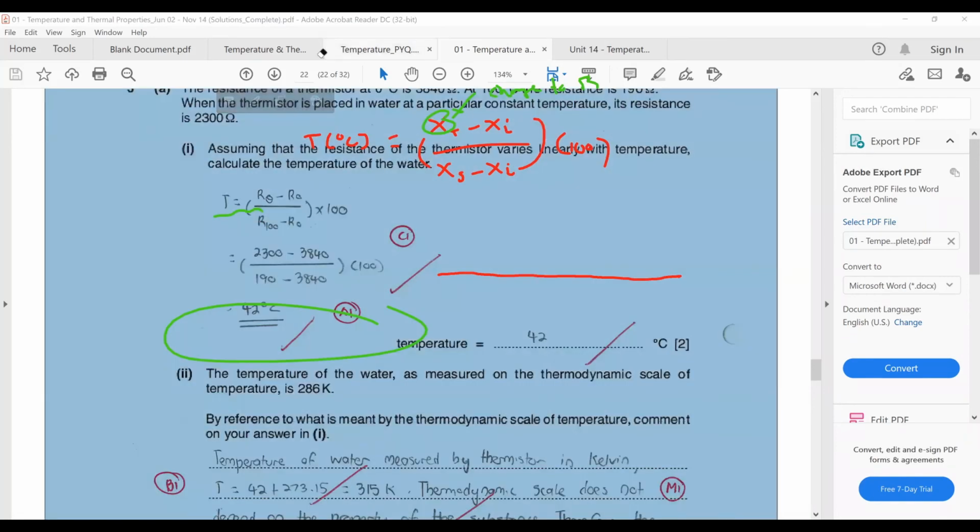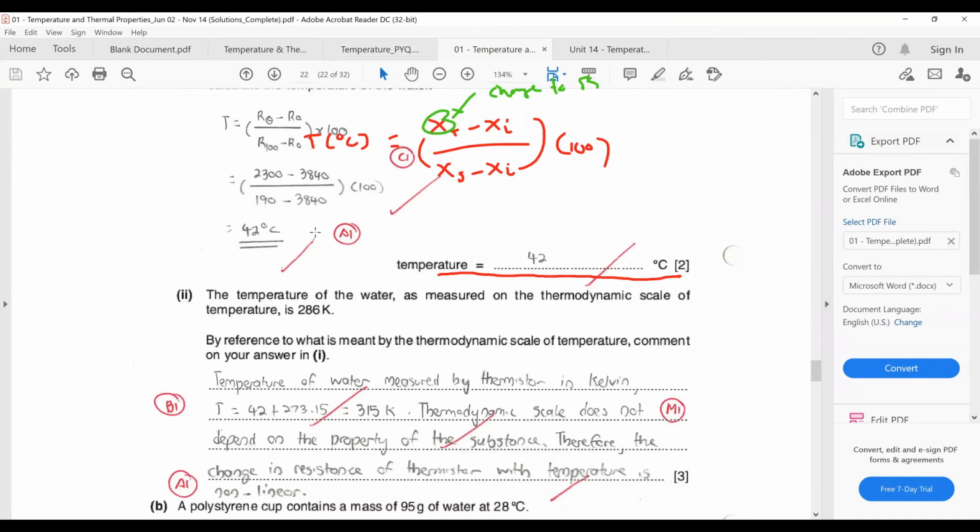Then after that, I will just go on to your next one. Okay, the temperature of the water as measured on your thermodynamic scale temperature is 286 Kelvin. By reference to what is meant by thermodynamic scale temperature, comment on your answer in 1. Now, the thing here is this. You read this answer first.